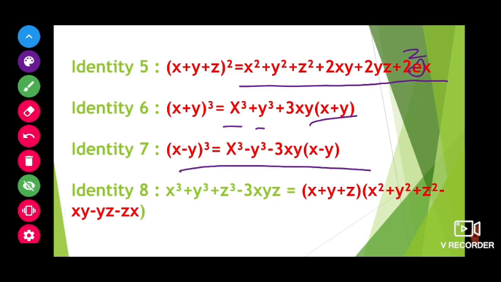x minus y whole cube is x cube minus y cube minus 3xy into x minus y. The last identity is x cube plus y cube plus z cube minus 3xyz, which we can write as x plus y plus z into x square plus y square plus z square minus xy minus yz minus zx. These are the identities, children.